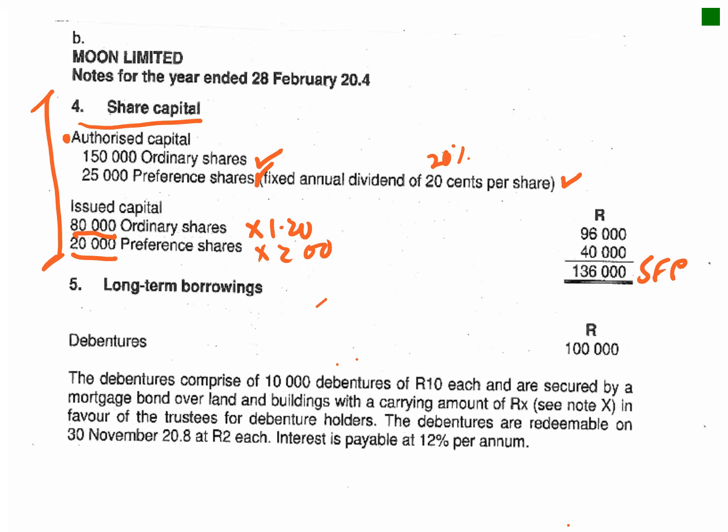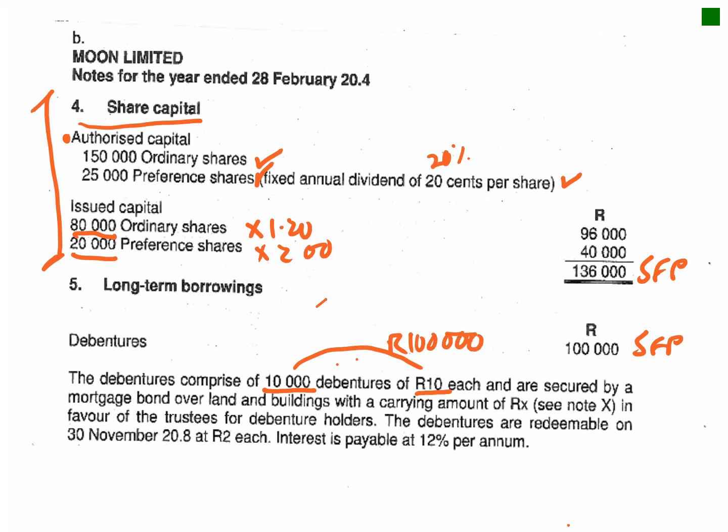Then you will remember from having done long-term liabilities, you need to have a note for your long-term borrowings. So the long-term borrowings on the statement of financial position, which I'm going to show you just now, would have a credit balance of 100,000. Remember, capital is also a credit balance. These are debentures. There are 10,000 debentures at 10 Rand each which have been issued. So 10,000 times 10 gives you the 100,000 Rand.